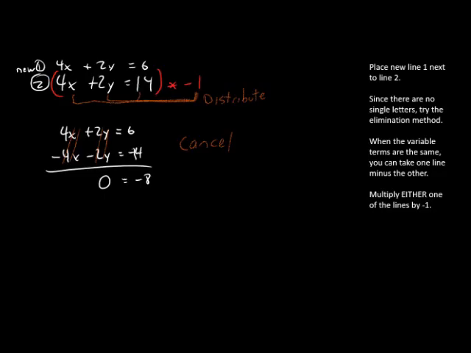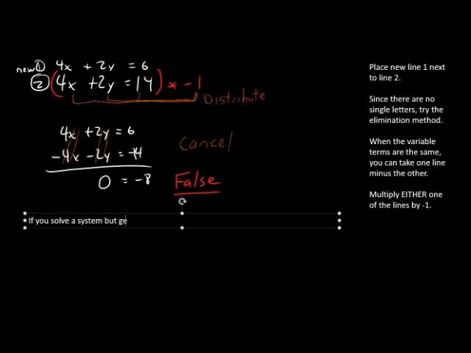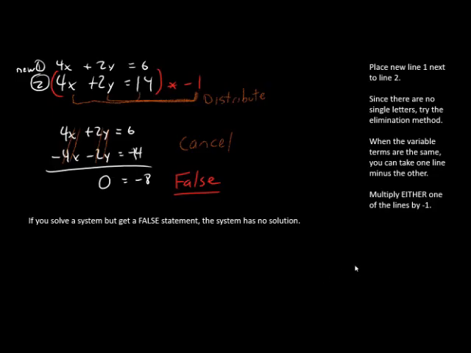Notice that now we have a false statement. 0 does not equal negative 8. If you try to solve a system of equations but you end up with a false statement, what that means is that the system doesn't have a solution. Systems that don't have a solution are also sometimes called inconsistent. For this class, if you get an inconsistent system, all you'll need to write for your solution is DNE, or does not exist.